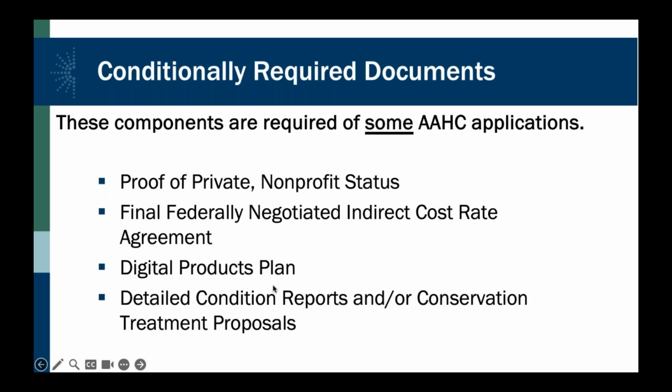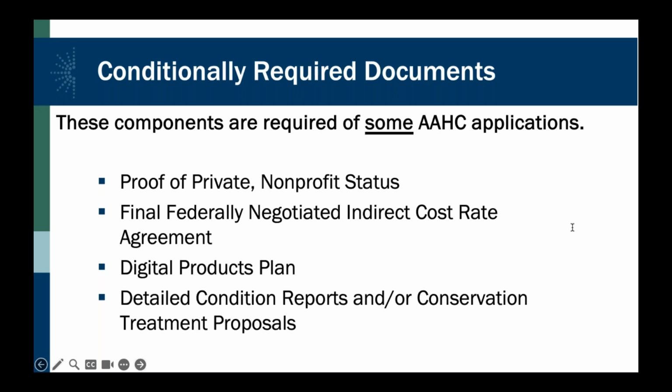The second category of application components is that of conditionally required documents. Some applications must include 1, 2, or even all 4 of these, and it's your job to figure out which are required for your application. If you are applying as a nonprofit, then you must include your proof of nonprofit status issued by the Internal Revenue Service. We will not accept a letter of state sales tax exemption as proof of nonprofit status.